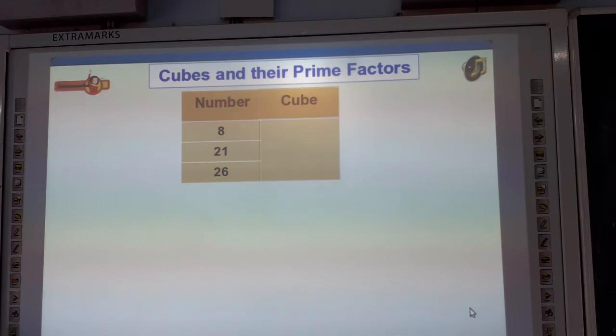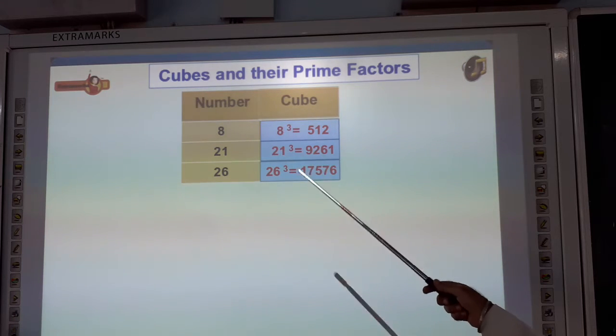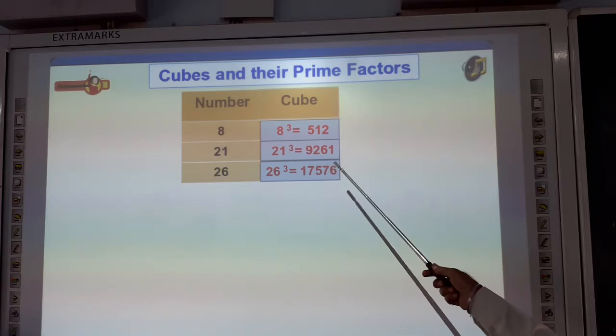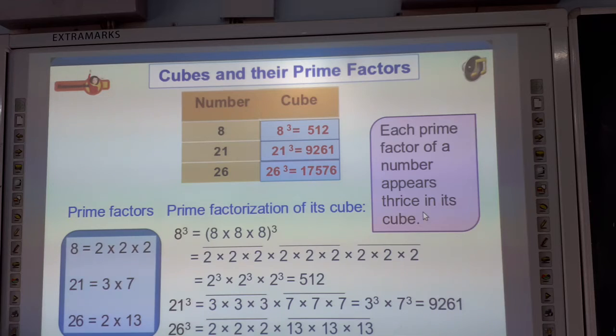Prime factorization of 8, and when you multiply 8 into 8 into 8, you get 512. These are the cubes of 8, 21 and 26. And when we prime factorize 512, we get triplets of the number 2. So we multiply 2 three times, 2 into 2 into 2, and that will be the cube root of that number. So 8 is the cube root of 512 and 512 is the cube of 8.